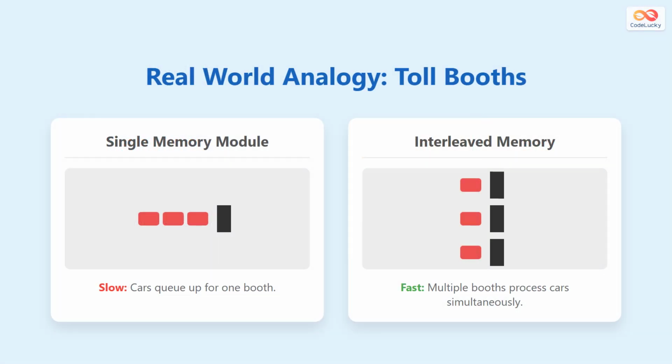Think of it like a highway toll plaza. If there is only one toll booth, all the cars have to line up in a single file. The speed of the entire highway is limited by how fast that one booth operator can work. This is sequential memory. Now, imagine opening 4 toll booths. 4 cars can pay and pass through at the exact same time. The throughput, or the number of cars passing per minute, increases dramatically. That is exactly what memory interleaving does for data.